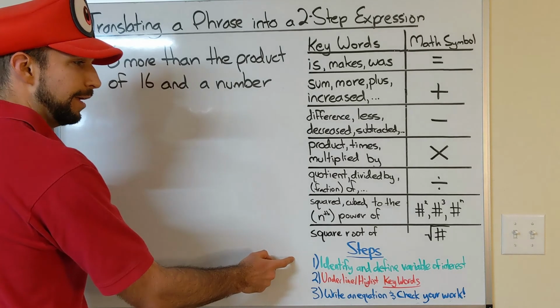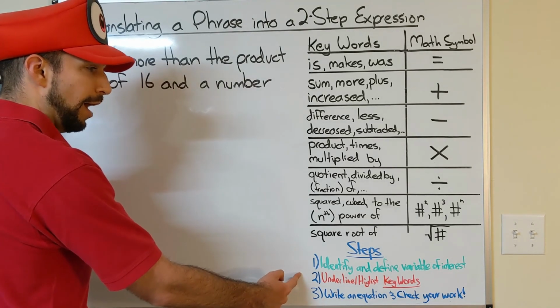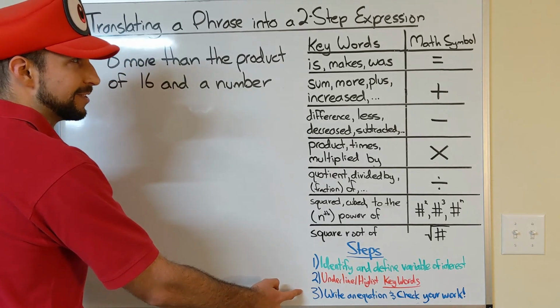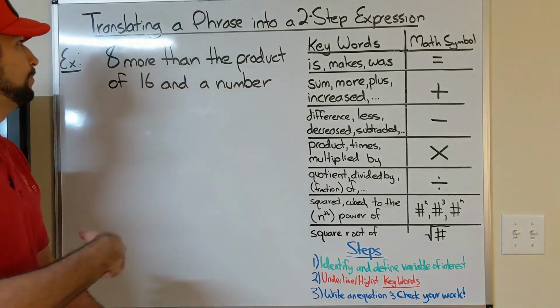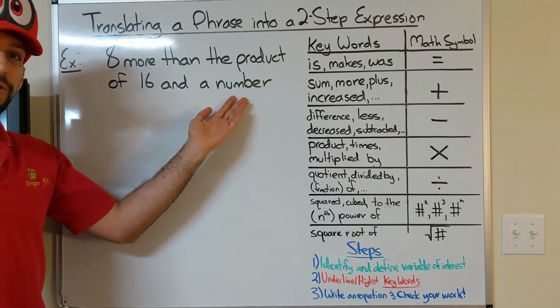We're going to identify and define variables of interest. We're going to underline or highlight keywords. And we're going to write an expression this time. We're just going to make sure it makes sense. So in this example, we have 8 more than the product of 16 and a number.